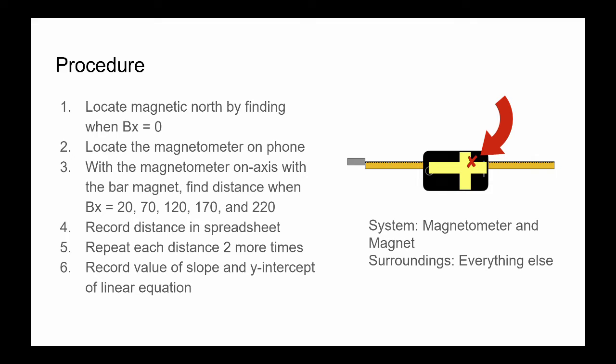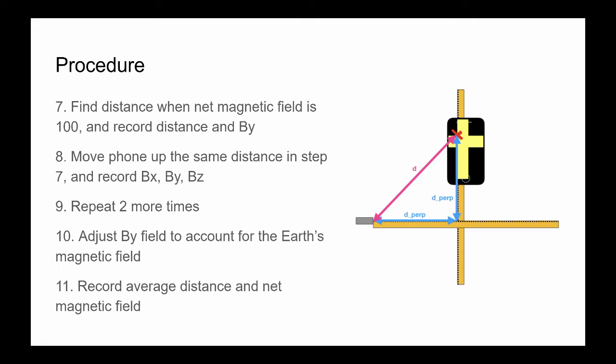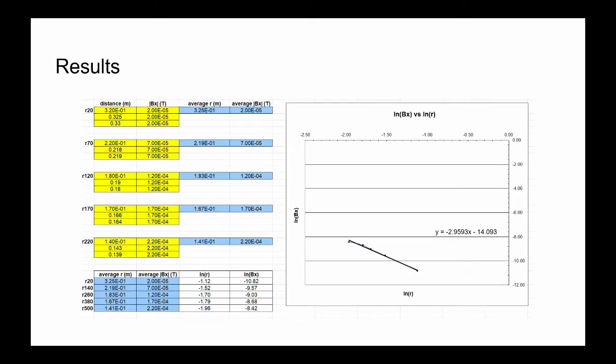And as you see from the picture on the right, the system is the magnetometer and magnet, and everything else is the surroundings. The second part of the lab was the perpendicular 45-degree section, where we first found the distance when the net magnetic field is 100, record this distance in By, and we move the phone up the same distance, so it creates this 45 degrees. And we recorded Bx, By, Bz. We did this 2 more times, and then we adjusted By to account for the Earth's magnetic field, and we recorded the average distance and net magnetic field.